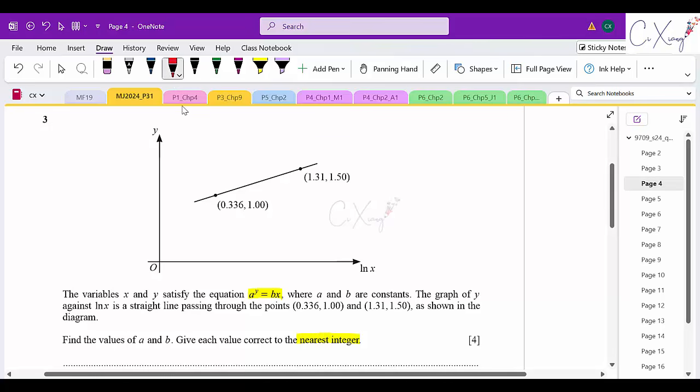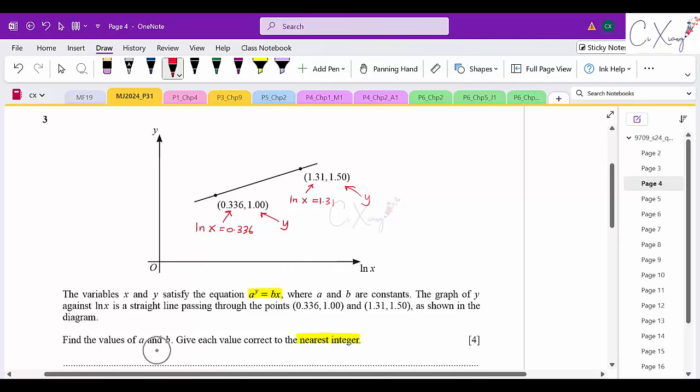Alright, before we can solve the equation and find the values of a and b, there's something that we need to be aware of. You need to know that in this graph, the 0.336 is actually the ln x, because our x-axis is the ln x. So ln x equals 0.336. And for the y here, it is the coordinate of y, because our y-axis is the y itself. Same thing for this one: this is the ln x equals 1.31, and this is the value of y.